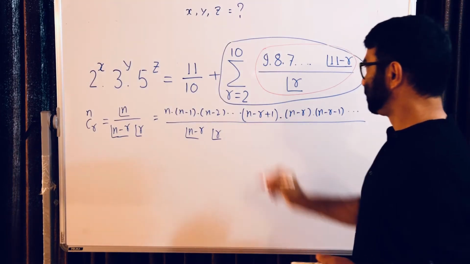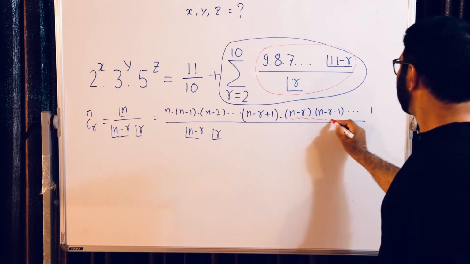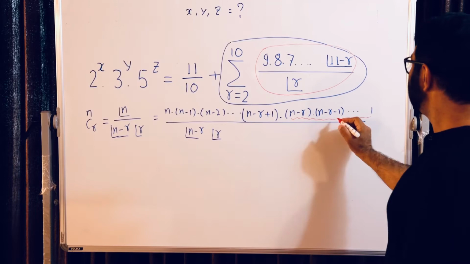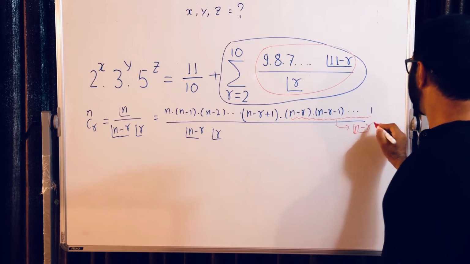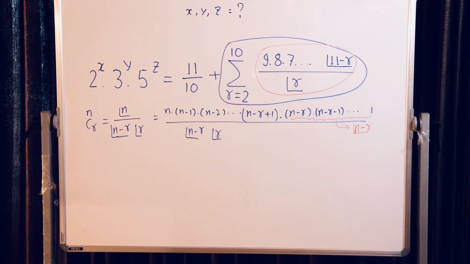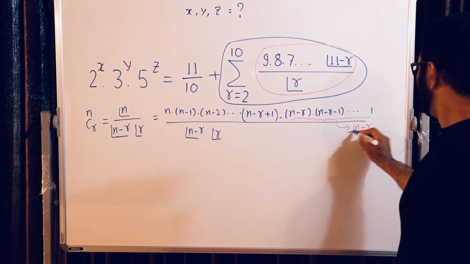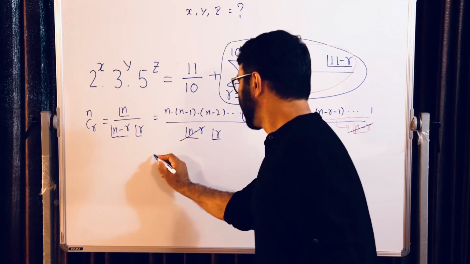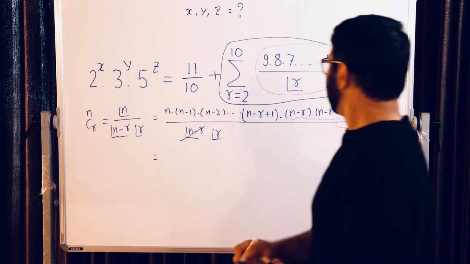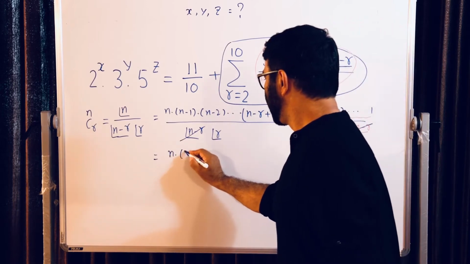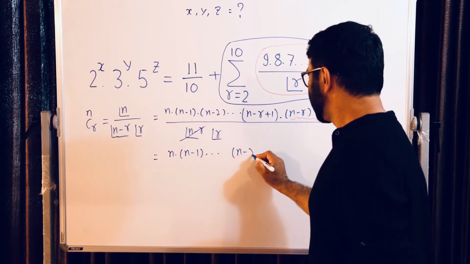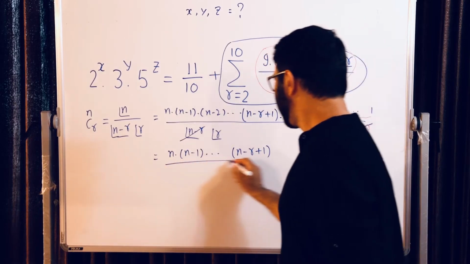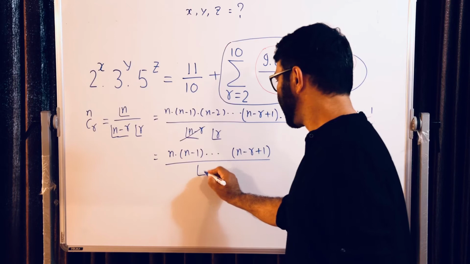Now this part is factorial n minus r. Now cancel this out and you will get n into n minus 1 up to n minus r plus 1, divided by factorial r.